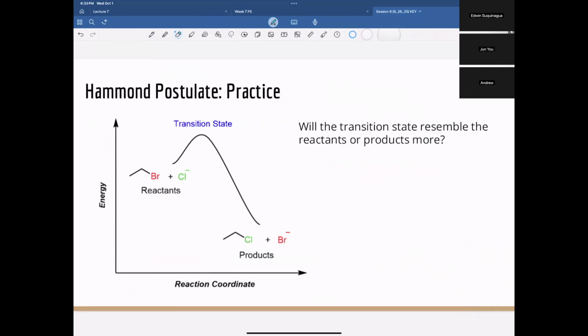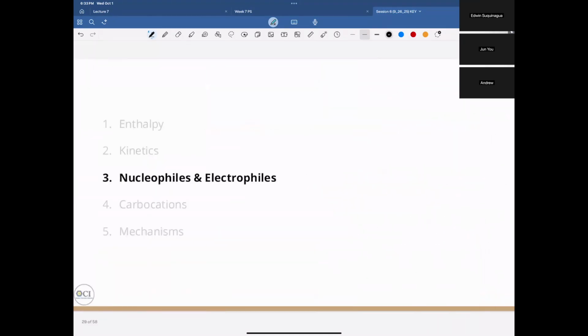Explain yourselves, people who put thumbs down. I would just say that the transition state is closer. That's my fault. Are you good? It's closer to the reactants. Yep, that's precisely why it's going to be closer to the reactants, because the energy difference is less. That's basically what the Hammond postulate is. All right, does that make sense? Reactants. All right, so that covered kinetics.